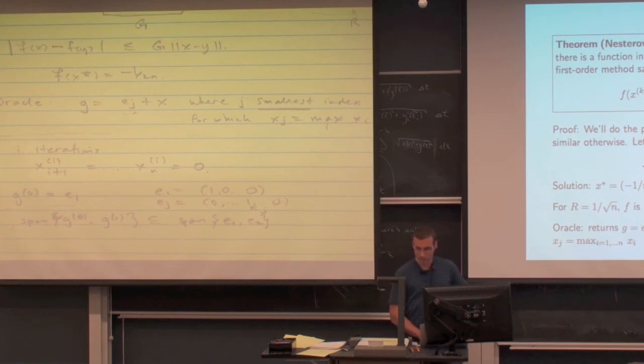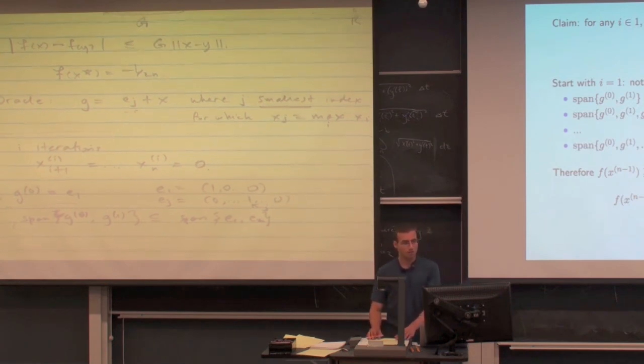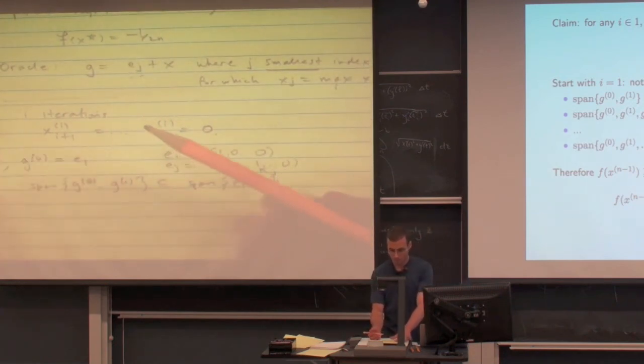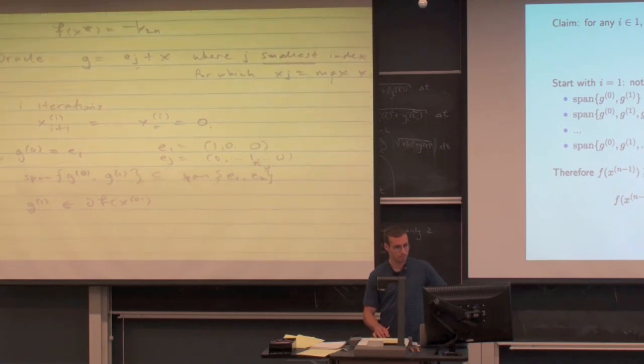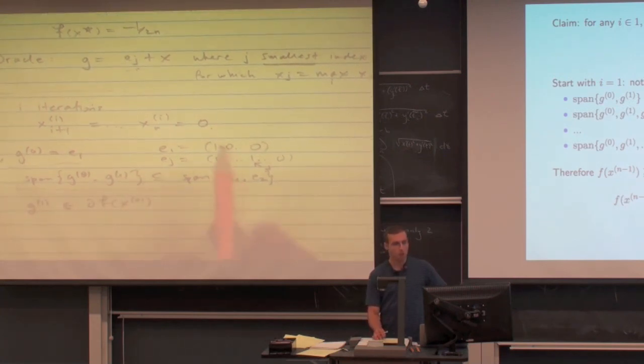I wrote it down right here. See, it's ej plus x, but x0 was 0 here. That's why it's a subgradient of the function. Okay, so why is this true? What can subgradients look like? So G1 is now a subgradient of the function at f of x0, right? Can anybody reason for me why this is true?